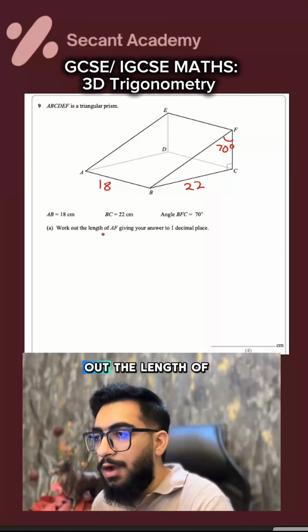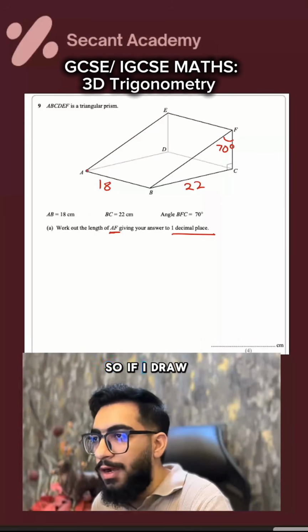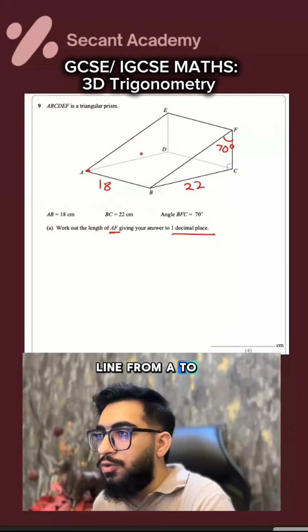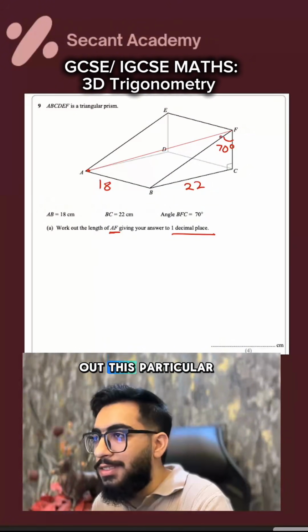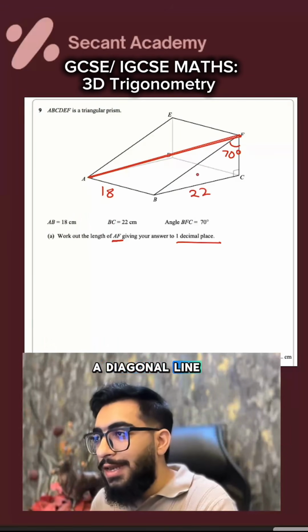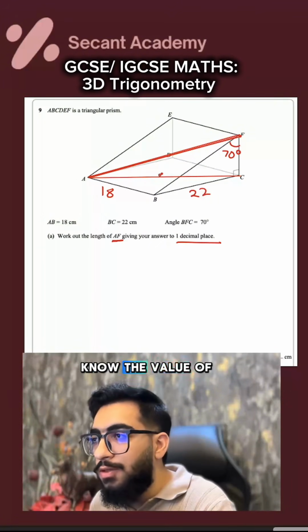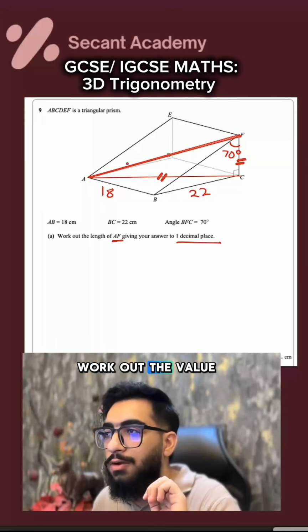And then we have to work out the length of AF, giving the answer to one decimal place. If I draw a straight line from A to F, we have to work out this particular line's length. In order to find AF, first I'll draw a diagonal line from A to C. And if you see, triangle AFC is a right angle triangle. If I know the value of AC and the value of FC, I can use Pythagoras theorem to work out the value of FA.